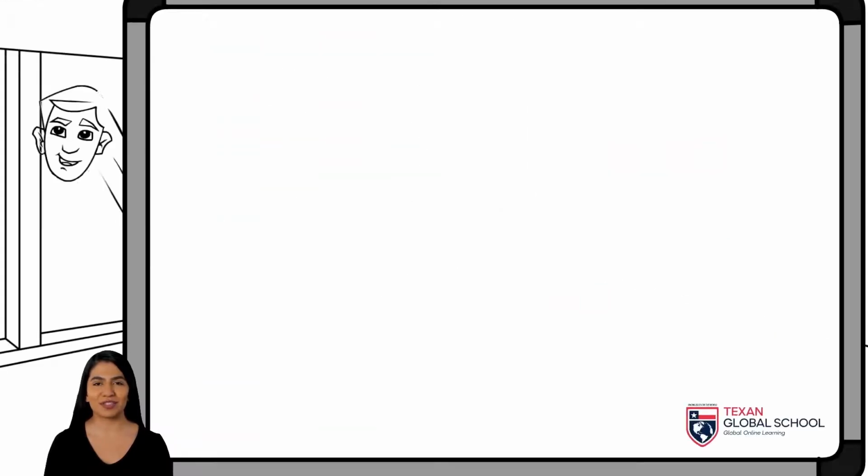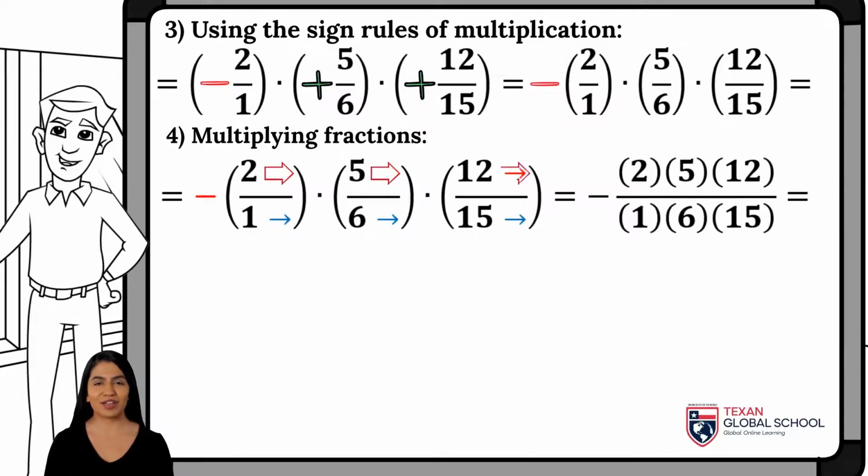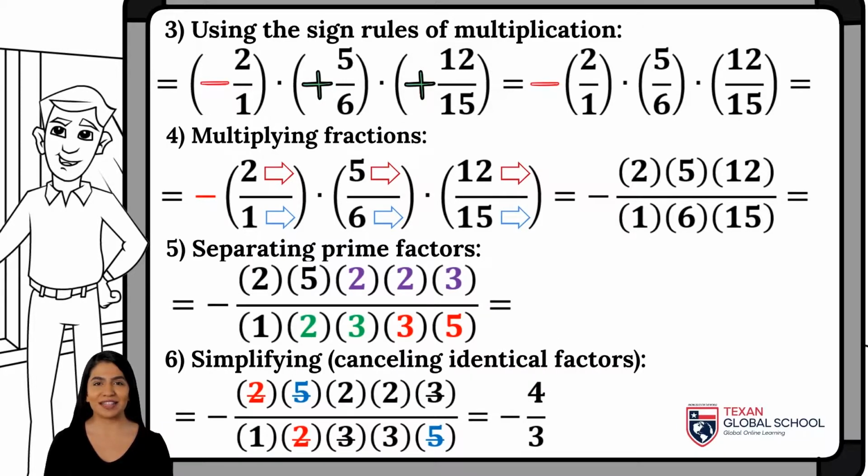We then apply the sign rules of multiplication. Negative times positive is negative, and negative times positive is negative. Then direct multiplication is performed, numerators with numerators and denominators with denominators. We separate prime factors to simplify and thus cancel identical factors, resulting in -4/3.